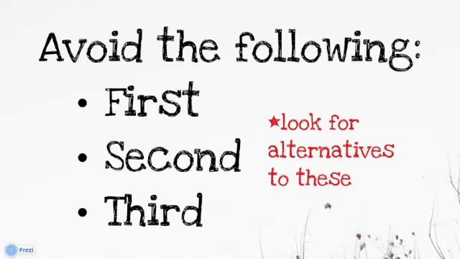And also, avoid using first, second, and third. Look for alternatives to these. When you're first learning transitions in elementary school, perhaps, this is a great option. But now, in middle school and beyond, you need to find a different way to say this. So instead of writing a paragraph saying, I love my mom, the first reason I love her is this. The second reason I love her is this. And finally, the third reason is this. It's just too elementary. You need to move beyond it.